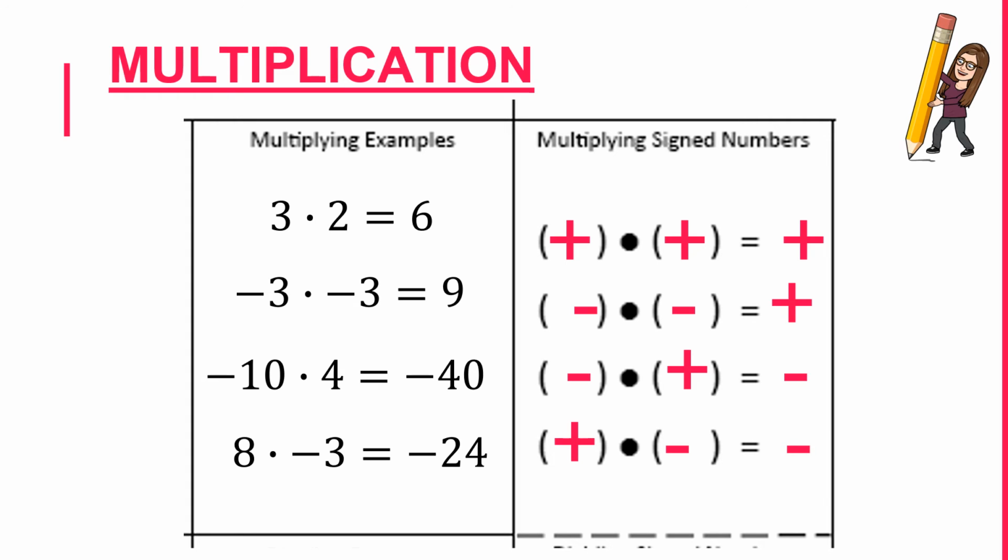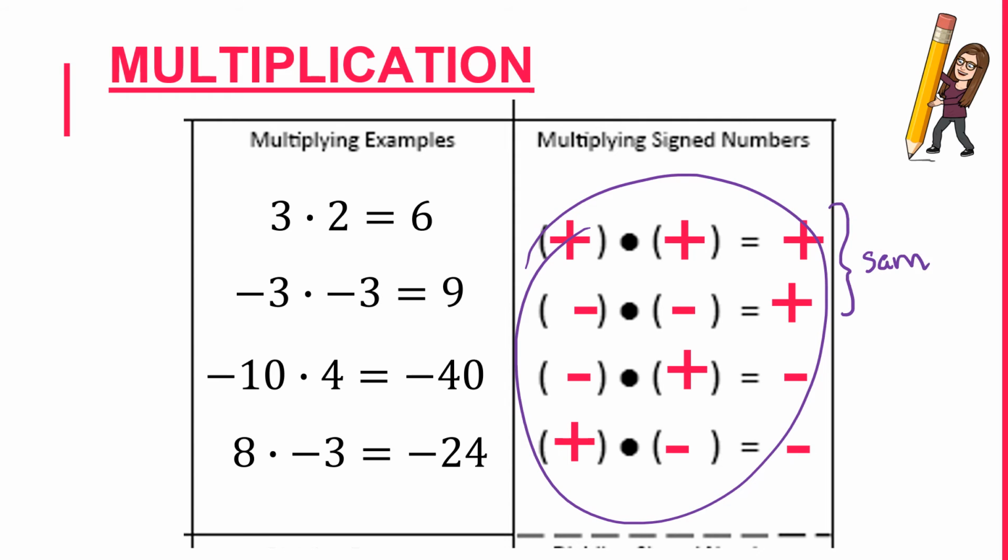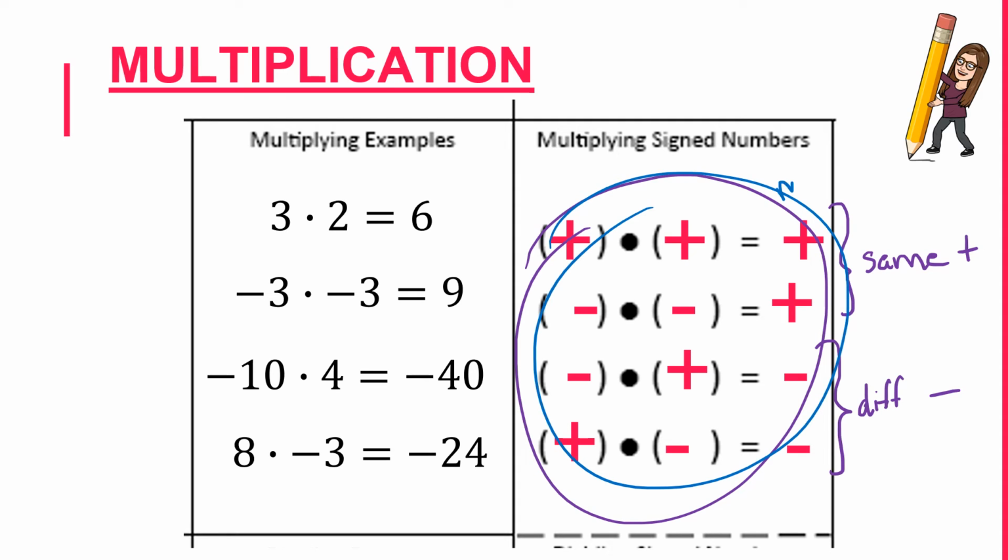So these rules here, notice the pattern. 4 rules, 2 are positives, 2 are negatives. The ones that are the same are always positive. The ones that are different are always negative. This is something we need to memorize. Okay, we need to know these rules. With adding and subtracting, there's other ways to visualize or figure it out. But with multiplying, you have to remember them.